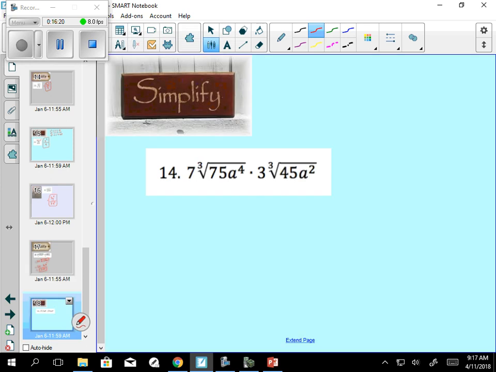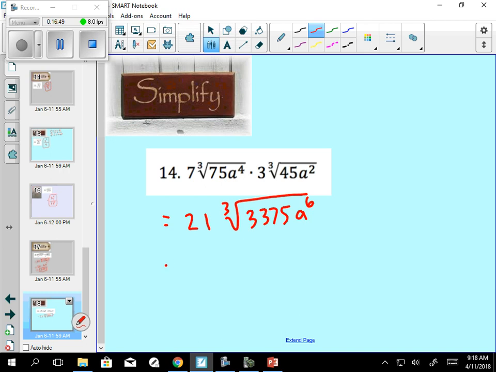All right, number 14 is a cubed root one. Why don't you try this last one on your own and see what you get? Okay, doing similar thing, 7 times 3 is going to be 21. Let's multiply these two cubed roots together. So if you take 75 times 45, that comes out to be 3,375. And then a to the 4th times a squared, if you add the exponents, you get a to the 6th power.